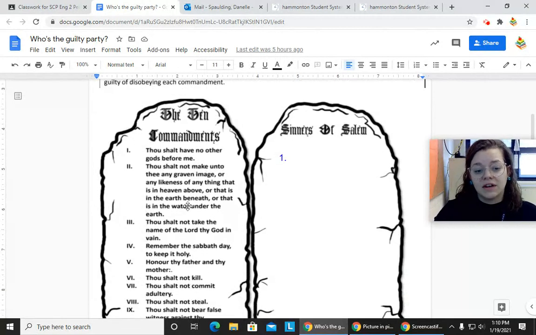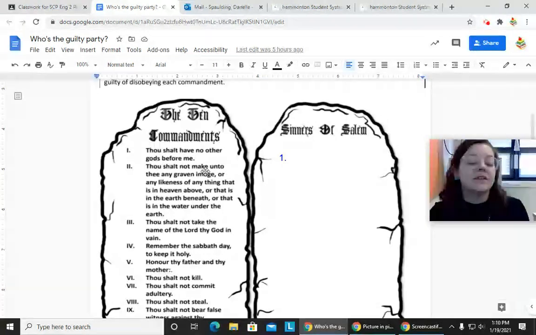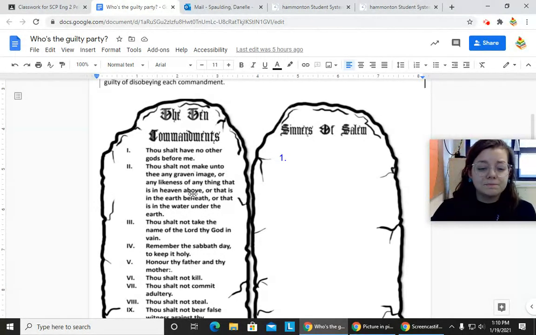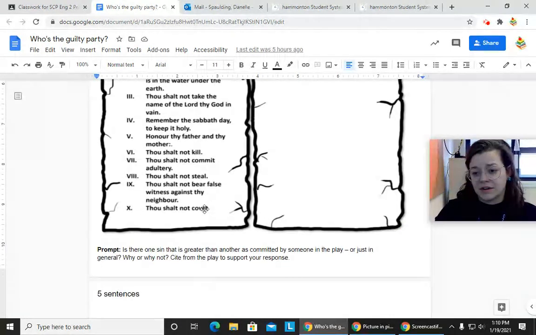So the goal here is to read all 10 commandments and decide and put a character. You will have at least one character for every single commandment. In fact, you'll probably have 2 or 3 for each commandment. And then there's going to be a question at the bottom that I'll talk to you about afterwards.